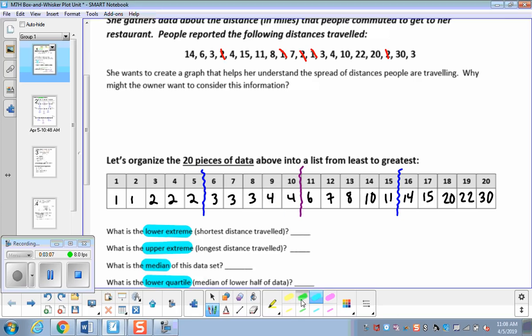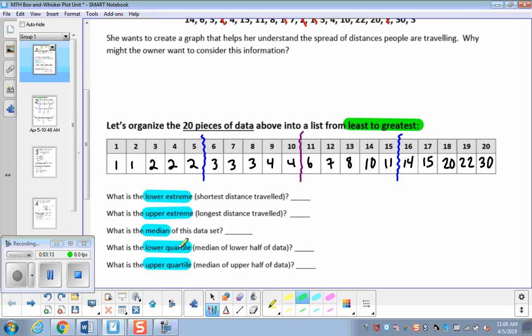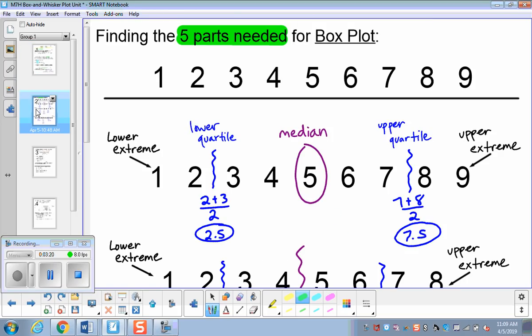Now, I do want to highlight here that we want our data to be organized from least to greatest because that's how we're going to identify the 5 parts that we need to be able to graph a box and whisker plot. Now, first, what we're going to do is I'm actually going to just show you guys with a bunch of different data sets how to find these 5 different parts needed for a box and whisker plot, and then we're going to go back to the example and actually identify the 5 parts that we need.